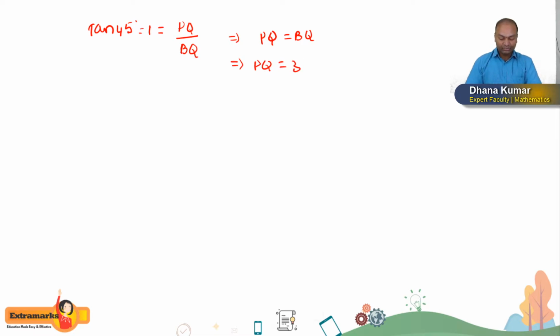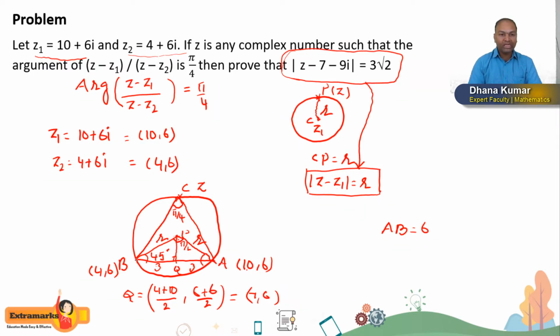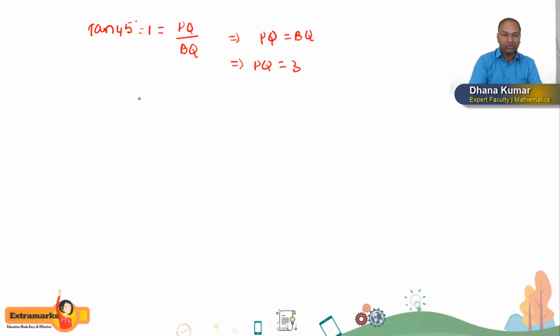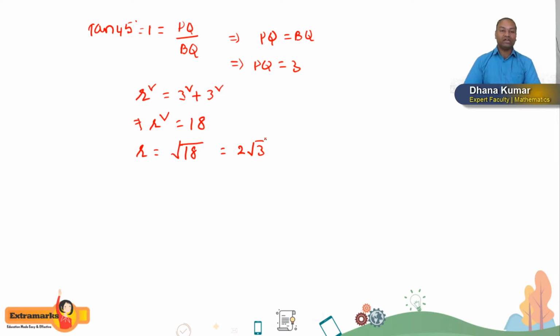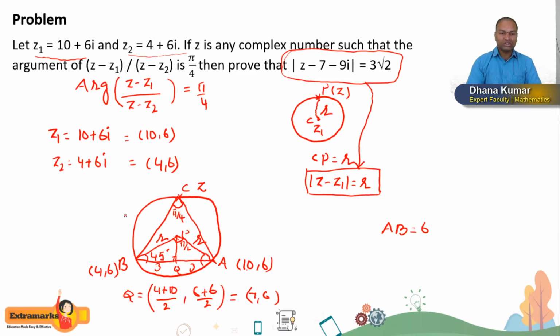Understood? Right. Next, you observe this one. PQB is a right angle triangle. So using the right angle triangle, hypotenuse whole square, that is R square, is equal to opposite side whole square plus adjacent side whole square, implies R square is equal to 9 plus 9, 18. R is equal to root 18. Root 18 can be written as what? 9 2s are, that is 3 root 2. Is it correct or not? Right.